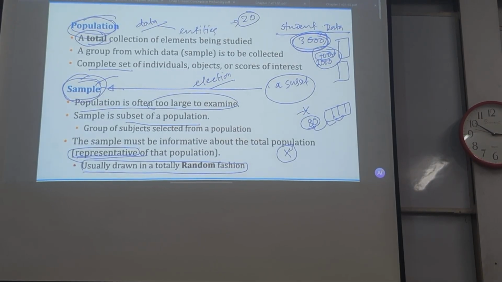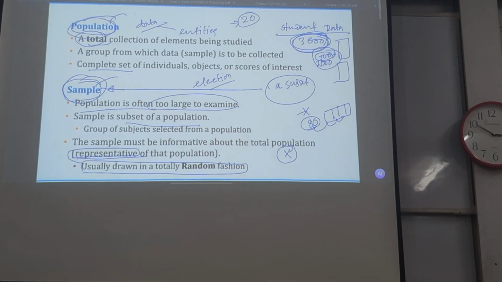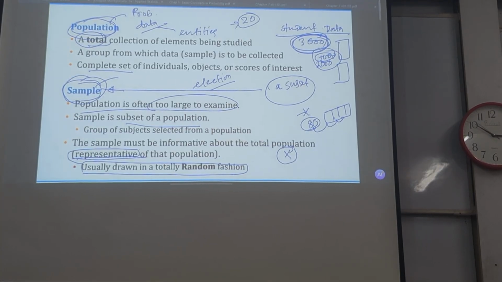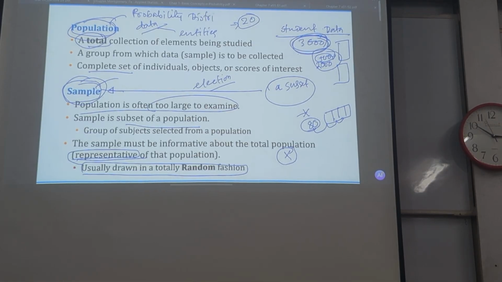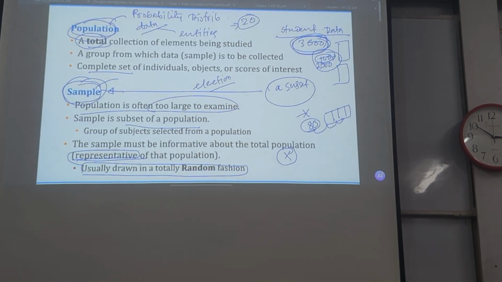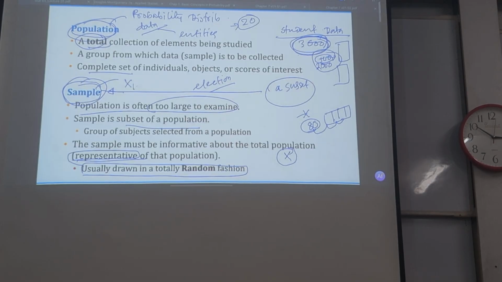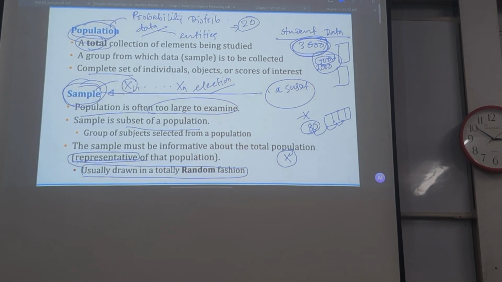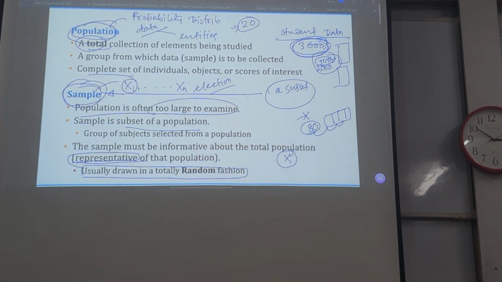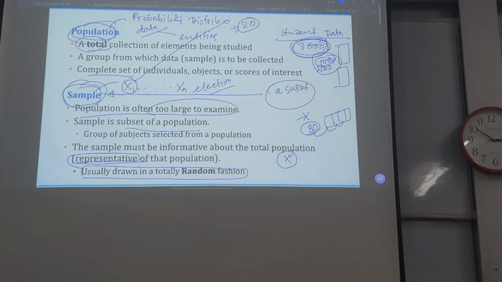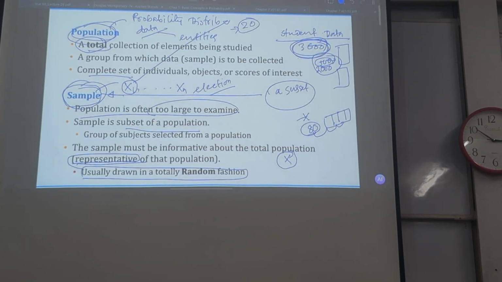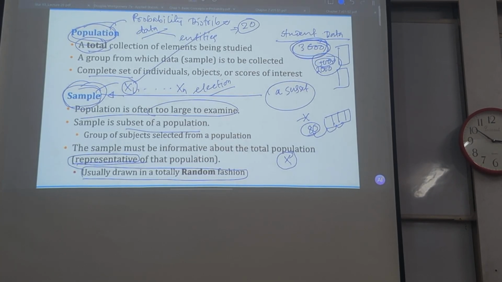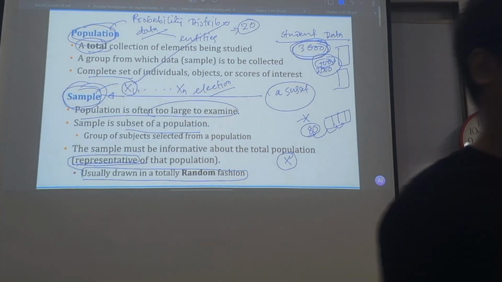So, one more thing we consider is that the population itself has a probability distribution. And the sample is a collection of random variables. If the sample size is n, there is a collection of n random variables, and each random variable has the same distribution as the population distribution. Then this sample will be a random sample and a representative of the population.